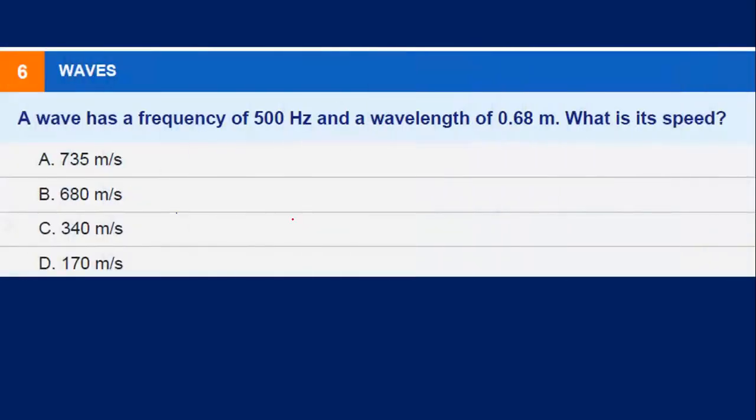Waves. A wave has a frequency of 500 hertz and wavelength of 0.68 meter. What is its speed? Recall the equation. Just substitute the values, use the calculator, and you may get the exact response, 340 meters per second. Option C.